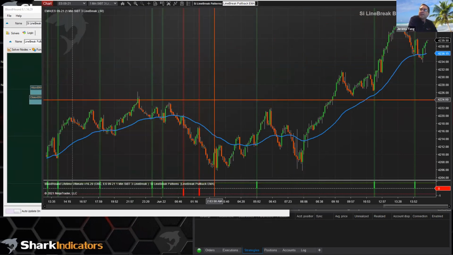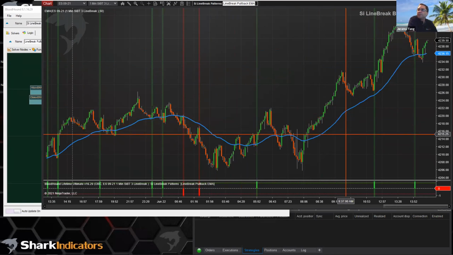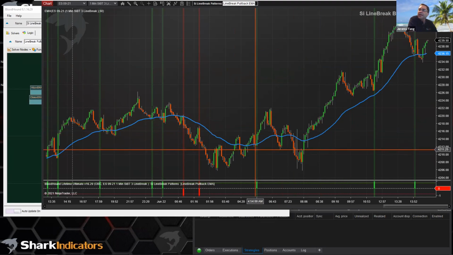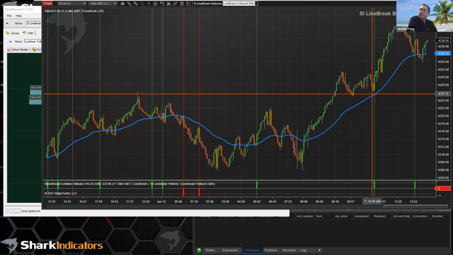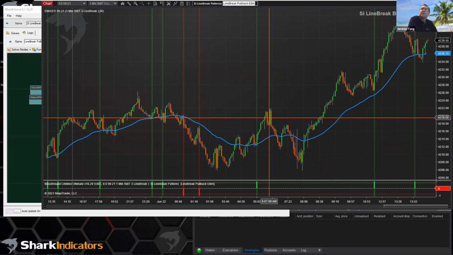So I have this template here that was created by one of our salespeople way back in the beginning of the company. And as you can see, in this particular template it is a bounce signal, and it was designed specifically to work with the 3-line break bar.